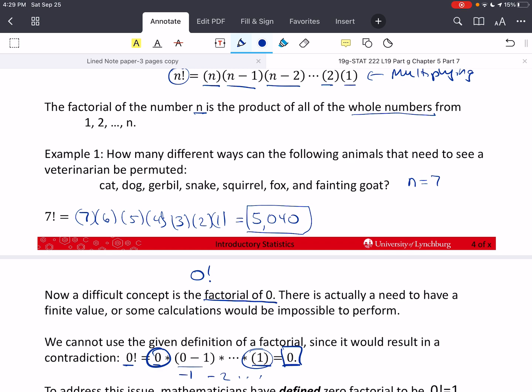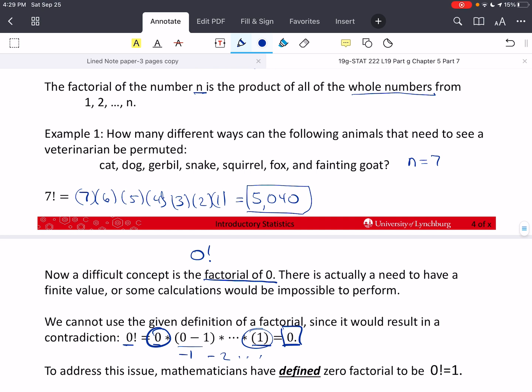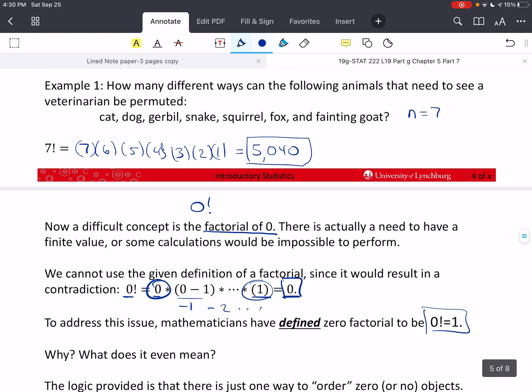So somebody who is clever said, well, let's think about what we are doing here. We're ordering things. And how many different ways can you order 0 objects? Some people would say none, but this person said just 1 because there's nothing to order. There's nothing in there. There's only one way you can order nothing. So, okay, but there's some problems with that too, right? So here is the definition.